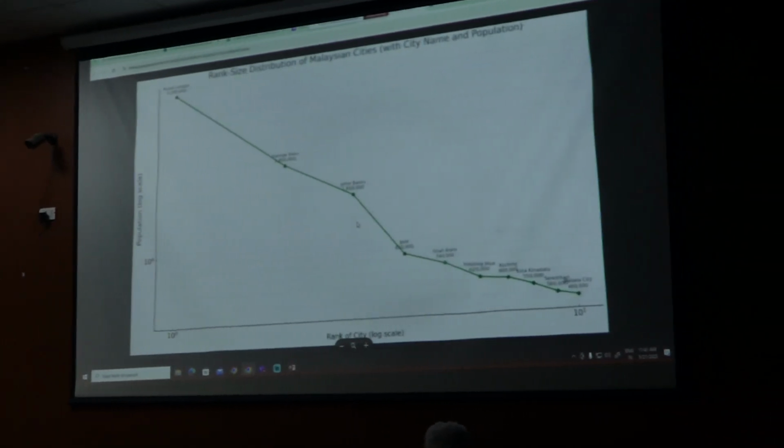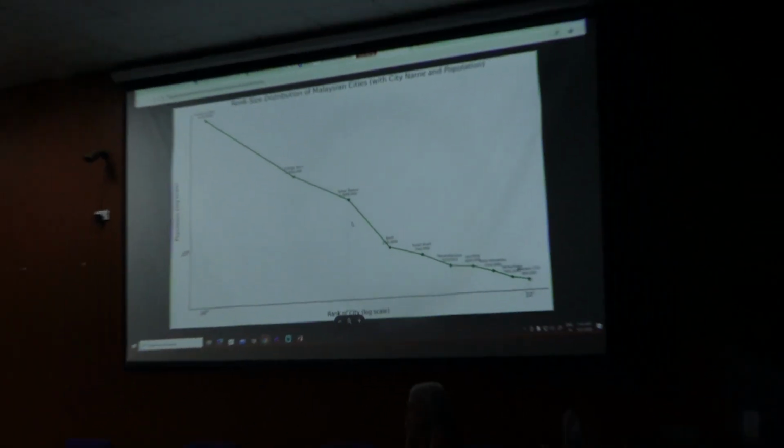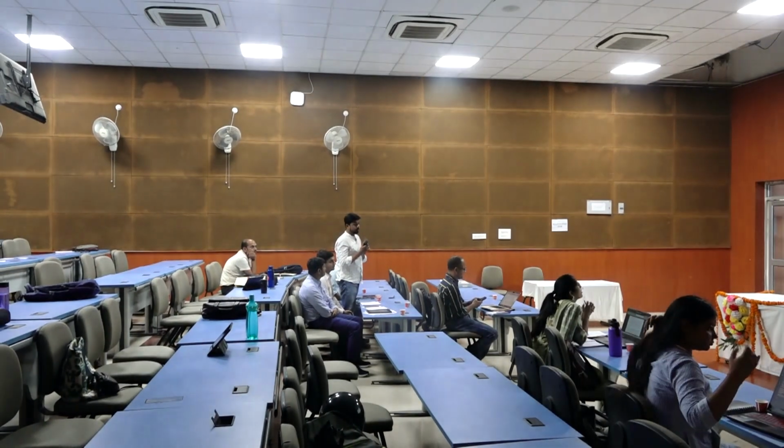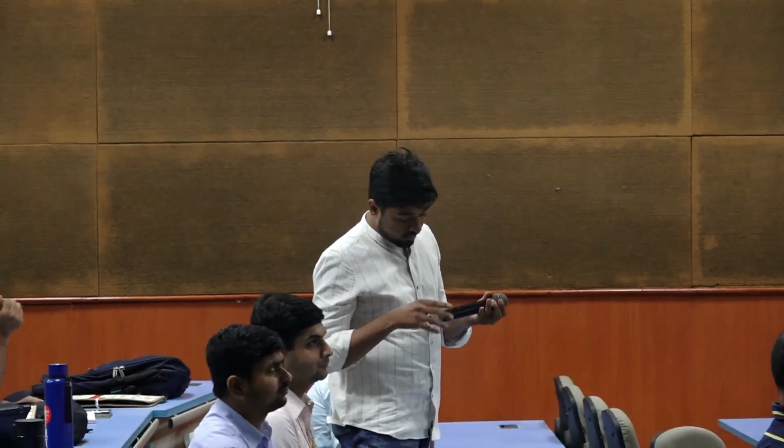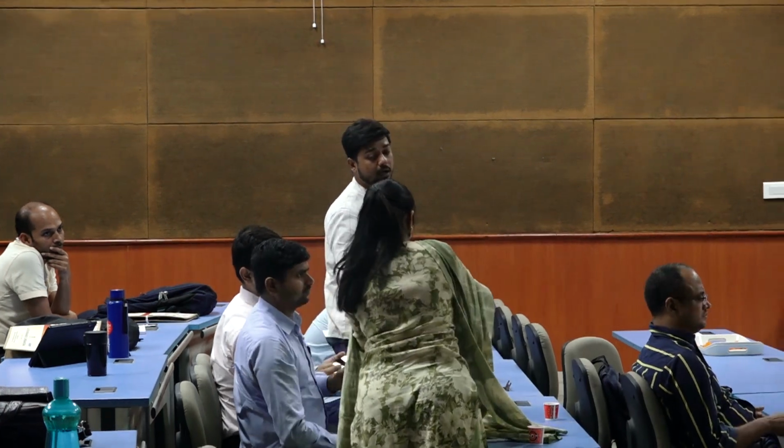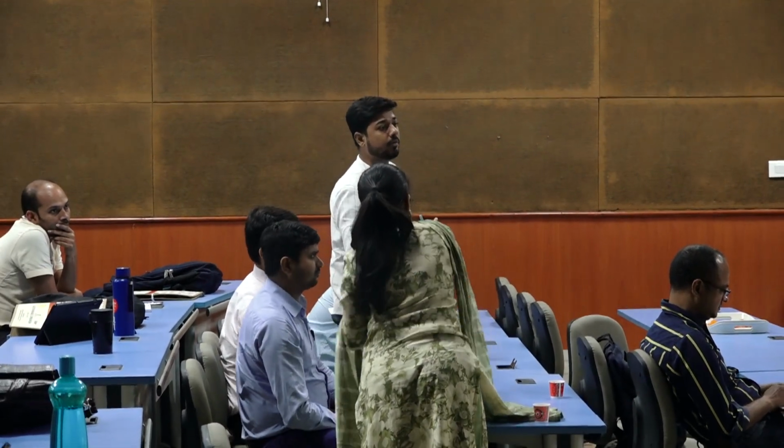In Malaysia, we found that the first and second cities are following the rank size rule, where the population is almost half, and one third, in the first two cities. Then the population of the third, fourth, fifth and sixth cities is almost uniform, equal to each other. And after that, from 7 to 10, the population is gradually decreasing, and it is not following the rank size rule.